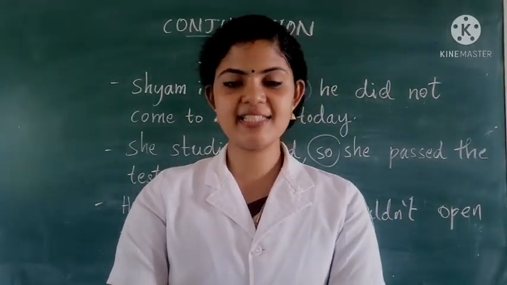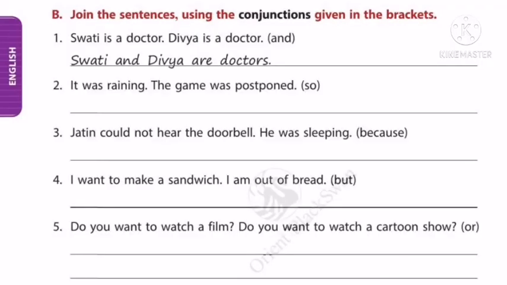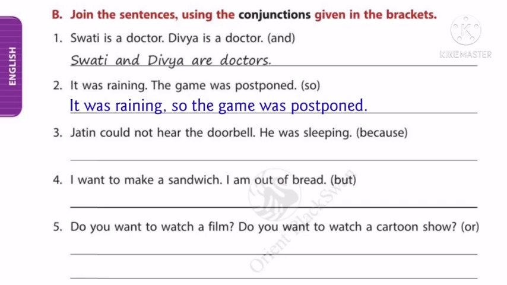Now let's do the text exercise, page number 48. Join the sentences using the conjunctions given in the brackets. The first one is done for you. Swati is a doctor. Divya is a doctor. So we have to add the conjunction and. Swati and Divya are doctors. Next one. It was raining. The game was postponed. In the bracket we can see the conjunction so. So how can we make the sentence? It was raining, so the game was postponed. Children, do the rest of the questions by yourself.